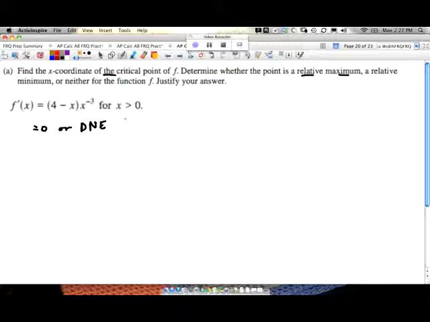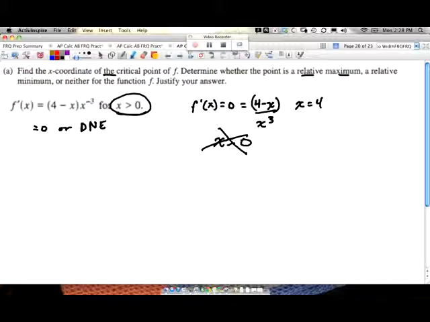So let's see, when f prime of x equals 0, it's going to say 4 minus x times x to the negative 3, which is just like saying over x cubed. And we look at this and we say, well then x equals 4. Now you might be wondering, but wait, what if x equals 0? X cannot equal 0, because check this out. X has to be greater than 0. So x equals 4 is the critical point for f.